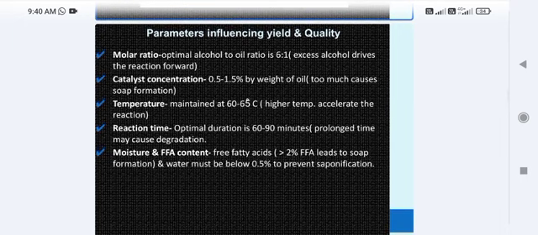Generally temperature is maintained at 60 to 65 degrees centigrade during the conversion of feedstock into biodiesel, because if the temperature is high, it may accelerate the reaction and form more byproduct like glycerol as compared to biodiesel. Reaction time is also a very important parameter which affects the yield of biodiesel. Hence we generally use 60 to 90 minutes in this process. If the time increases, then the quality of the biodiesel is degraded.